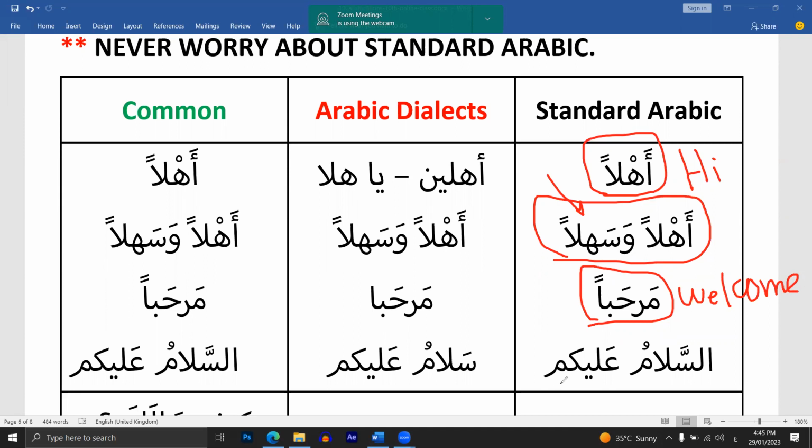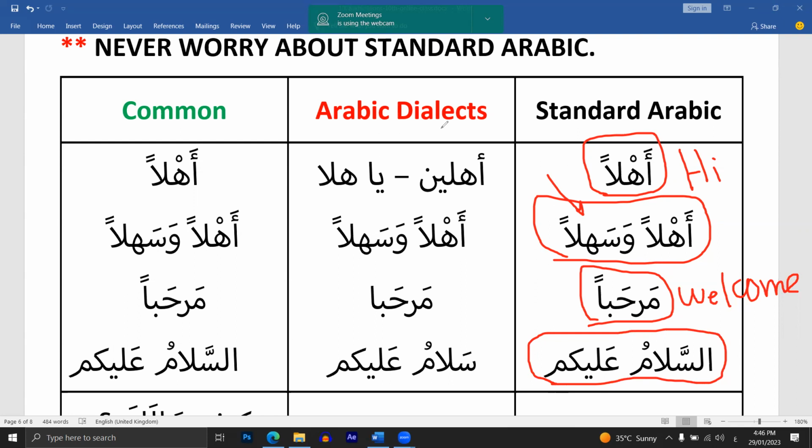مرحبا. And we have also السلام عليكم. Many foreign persons think this expression is only used by Muslims. No, many people use it just for greeting. Even Christians in Arabian countries use it just to say hi or something like that. So these are the four main expressions you will use to greet. This is in Standard Arabic.